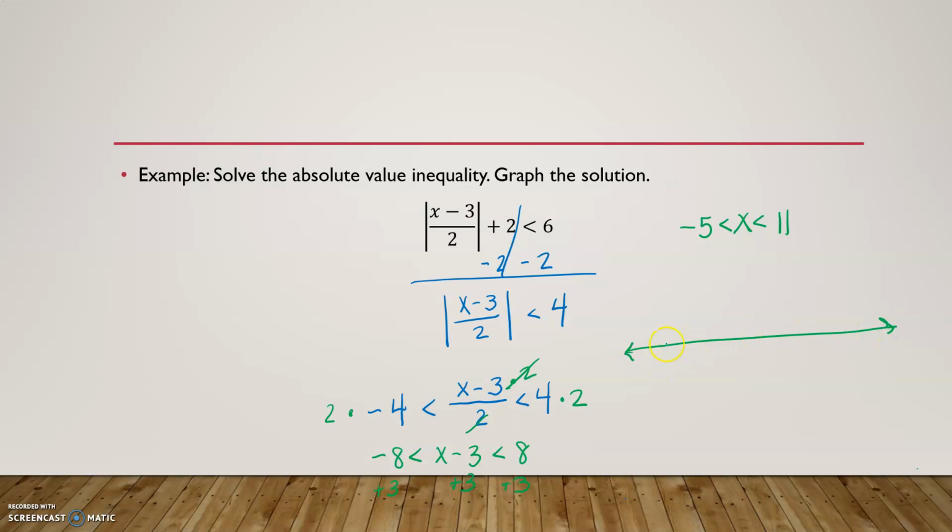When I go to graph this, I get an 11 up here and negative 5 down here. Again, my x is in the middle, so I shade in the middle. I shade in between those two values. And this would be a graph of my solution.